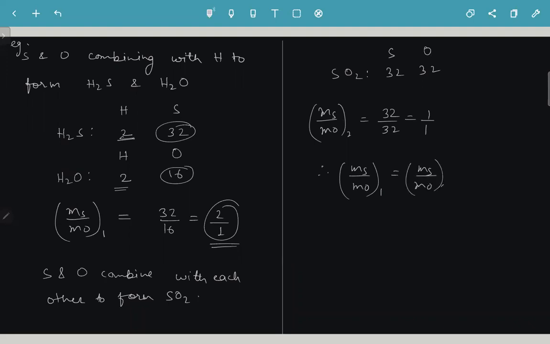This is what is law of reciprocal proportions. When two elements combine separately with a third element, then they do so in a simple whole number ratio, which is equal to or a multiple of or a factor of the ratio in which the first two elements combine with each other. Clear है ये? Is this example clear?